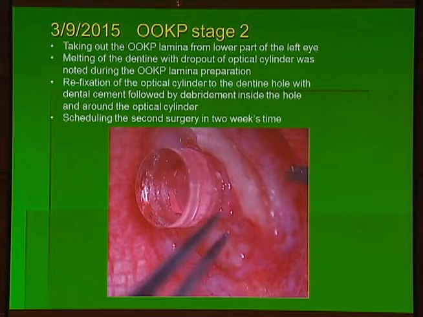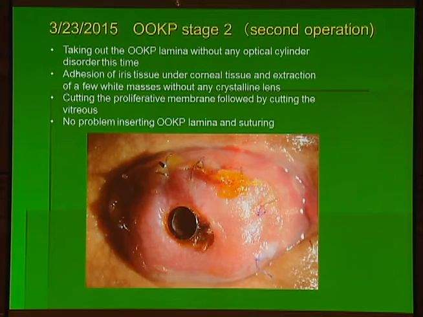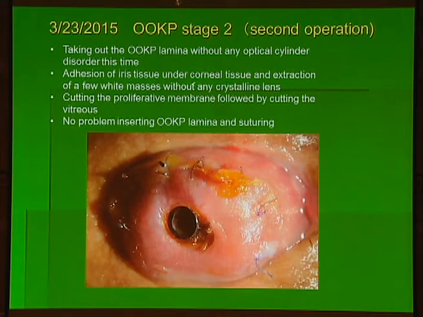Two weeks later, on the second surgery, we took out the OOKP lamina without any optical cylinder disorder this time; it was well fixed. In the ocular part, there was adhesion of iris tissue and corneal tissue, and extraction of a few white masses, with no lens, no iris, without any crystalline lens too. So I assumed a major perforation and melting of the lens, and it healed. I decided to cut the proliferative membrane, followed by cutting the vitreous. We can reach the vitreous. No problem inserting the OOKP lamina and suturing.